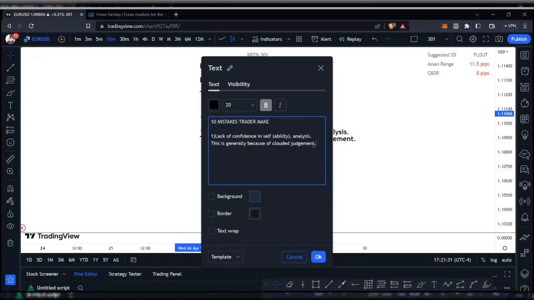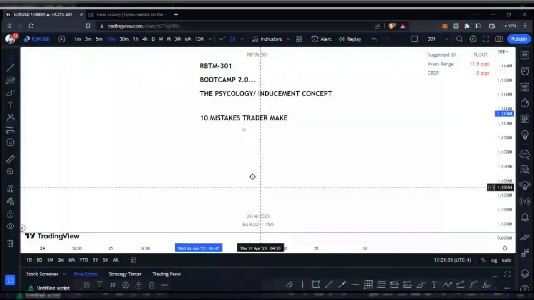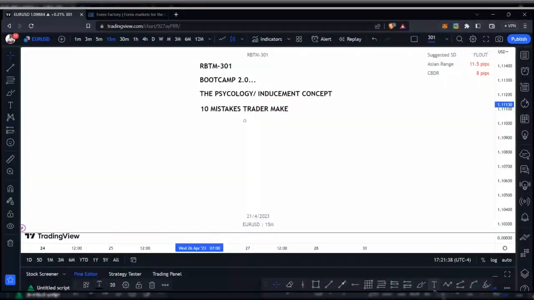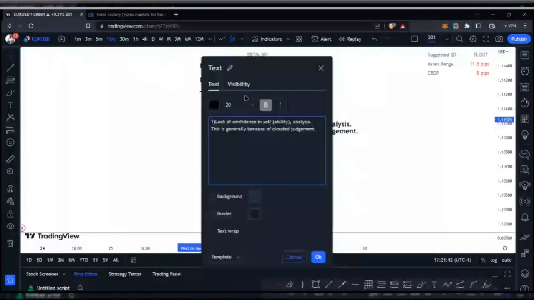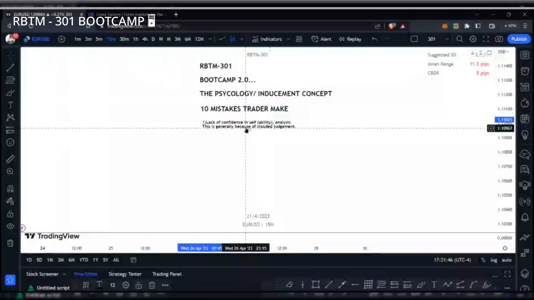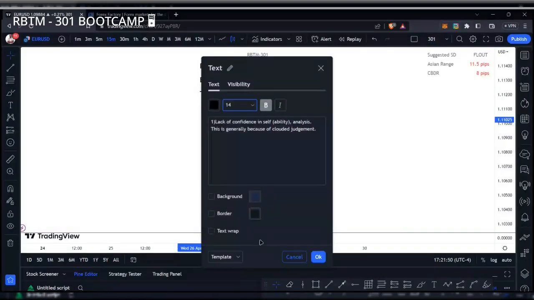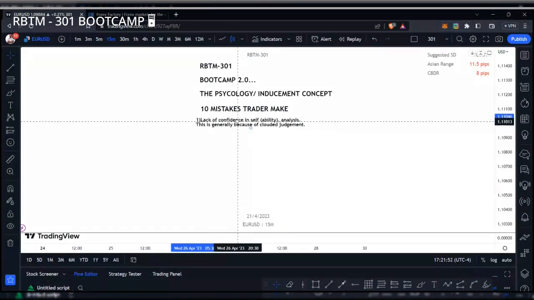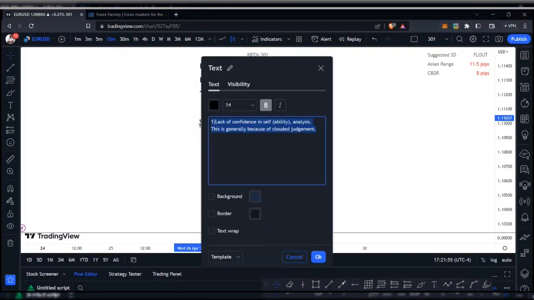Let me do something like this, so I can make this a little bit smaller. Let's bring that down a bit. All right. Lack of confidence in self.